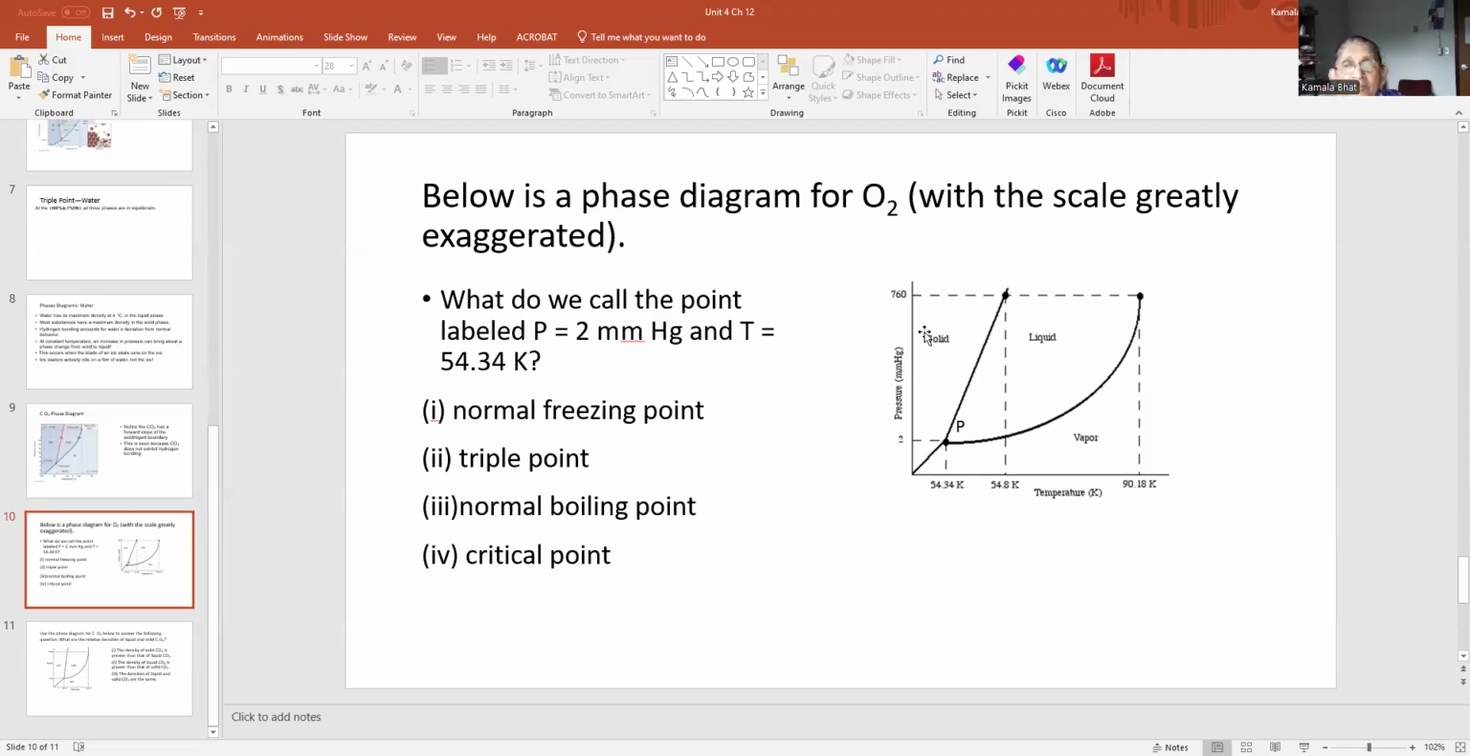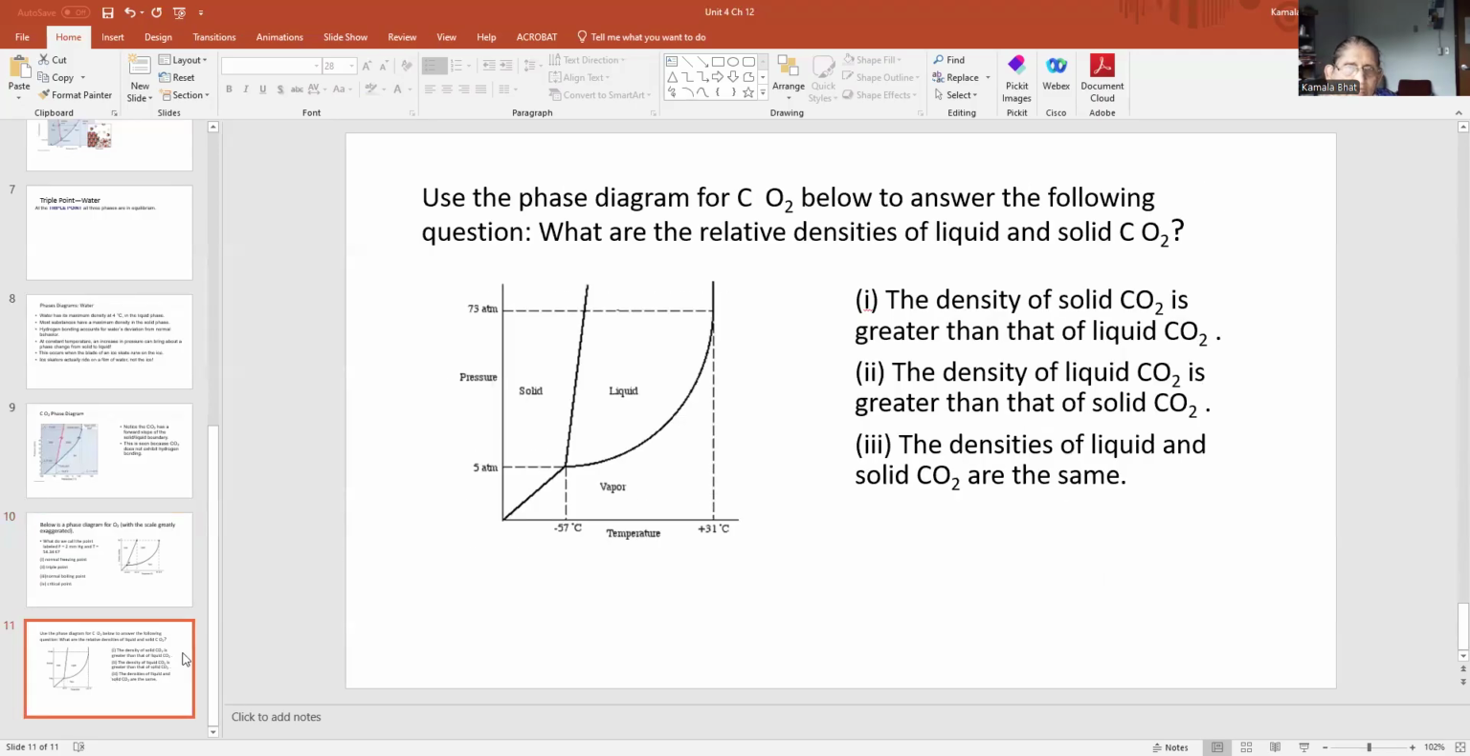So below is a phase diagram for oxygen with the scale greatly exaggerated. What do we call the point P? 2 mmHg and 54.34 Kelvin. That point, because we see that there are three phases interacting, we call that the triple point. So you can logically define.